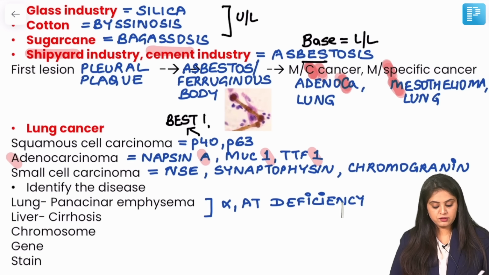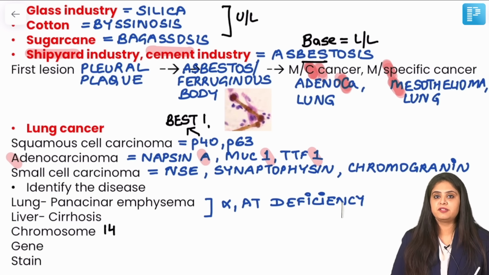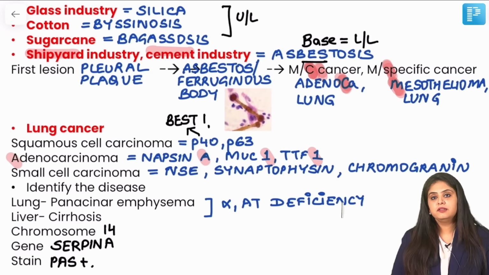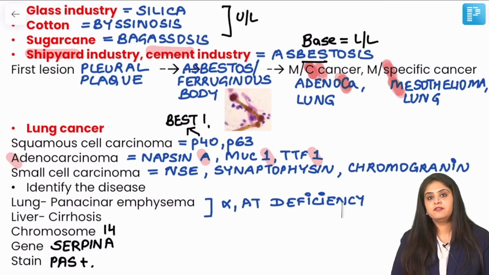Now they will ask you what is the chromosome on which the gene is present for this disease. It is chromosome 14. What is the name of the gene? The name of the gene is going to be the SERPINA gene, and the stain by which I will be doing the diagnosis of this disease is the PAS positivity, a question which is very, very important.